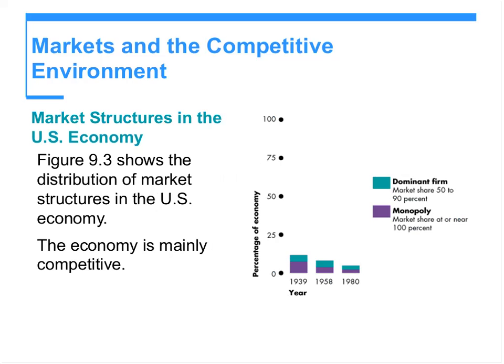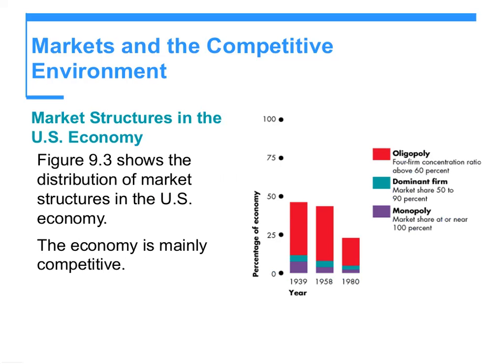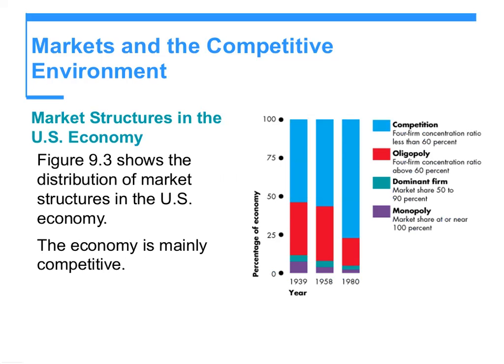Look at here, figure 9.3, market structure in the US economy. You see what is happening. We have three different years, 1939, 1958, and 1980. We have monopoly, dominant firm, oligopoly, and competition. Monopoly is the purple one, and 1939 was the highest in US history. Competition was the least in 1939, then it increased in 1958, and in the 1980s it is the maximum. So it shows the distribution of market structure in the United States economy.